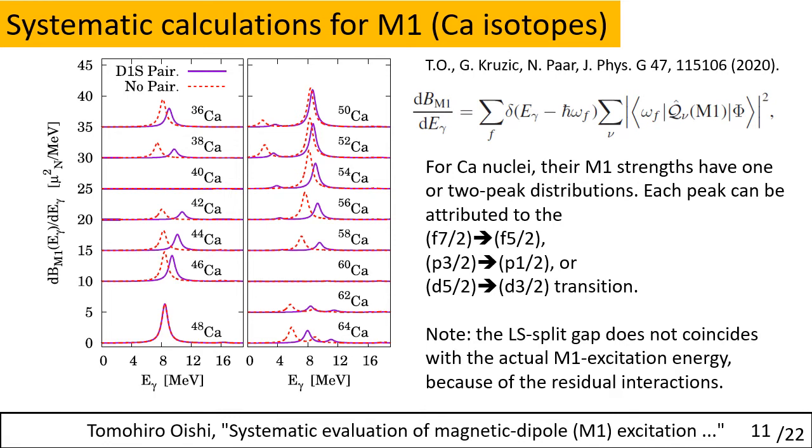Note that the M1 transition is mainly attributed to the spin-orbit splitting levels, but their excitation energies cannot coincide with the spin-orbit splitting gap because of the residual interactions.